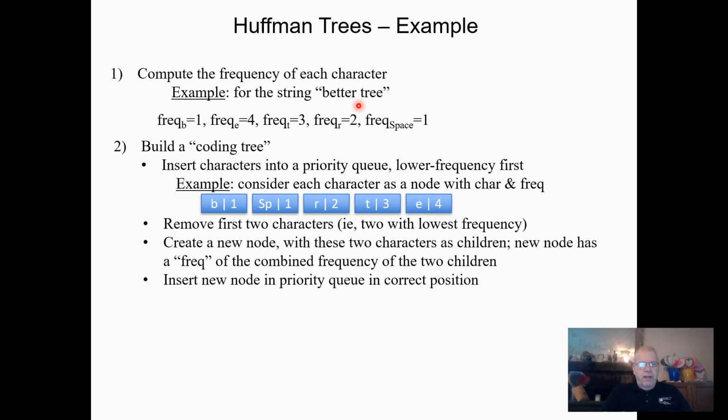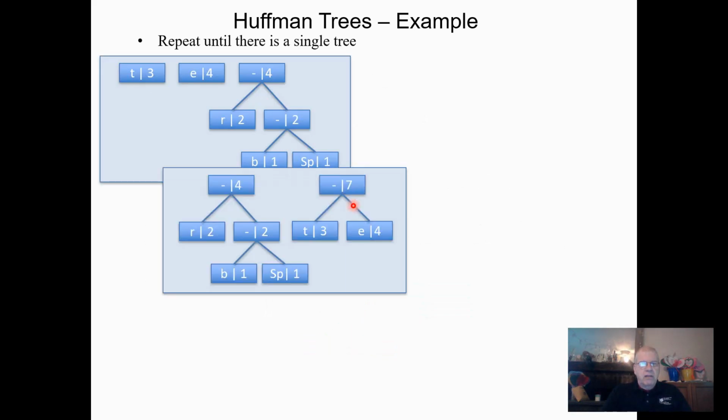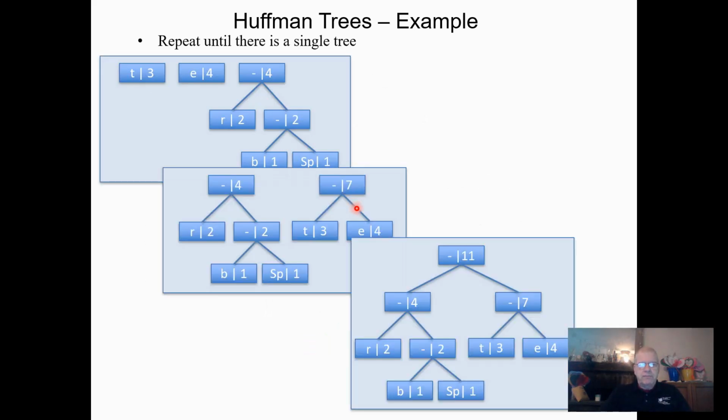So we build this coding tree, and just like we did on the previous slide, we remove the first 2 characters, B and space, and create a new node that's 1 + 1 in size, put it at the end of the frequencies that match it. So it goes after the R2, and insert the node. So that's what we do. And repeat until there's a single tree. So there's our tree. That's the end of step 2.